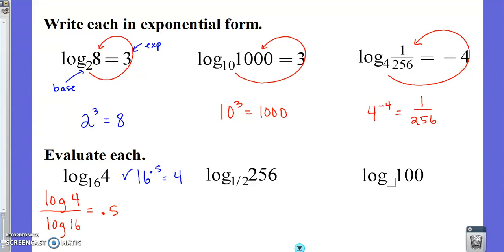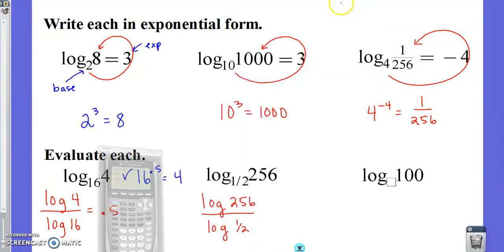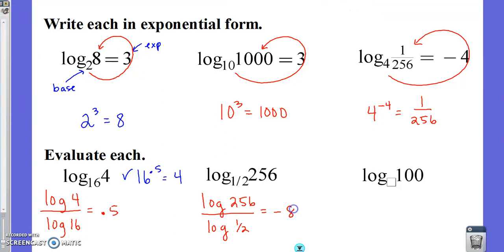If I want to evaluate log base 1/2 of 256, I'm going to take log of 256 and divide that by log of 1/2. Again, you'll go to your calculator, log 256 enclosed, divided by log of 0.5, close parentheses, and you get negative 8. Now again, we want to think at this point about what that means.